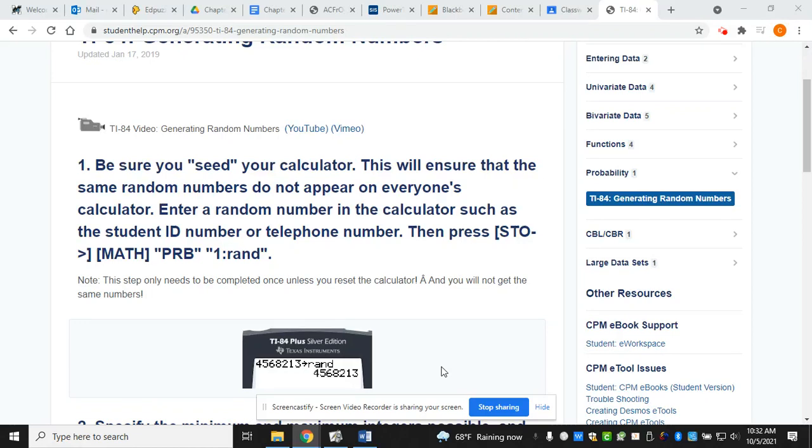So we're going to use random numbers in our calculator, but your calculator is a computer system and can't actually generate random numbers. If I start doing it, some of you are all going to get the same numbers, so we have to do something to make sure it doesn't do that.